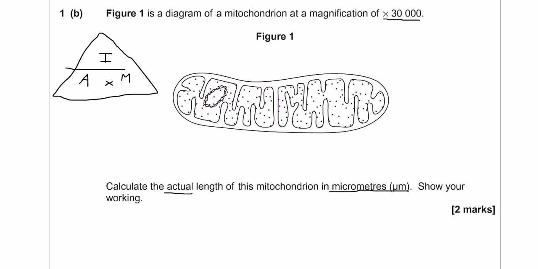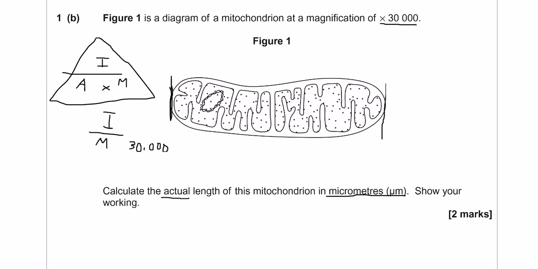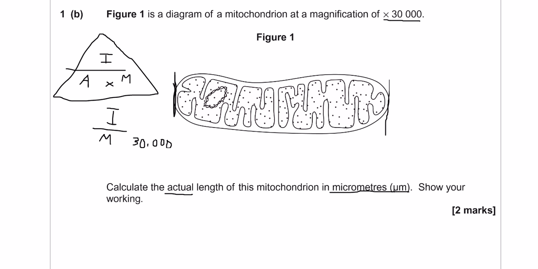And if you look, you can work out that the actual length is basically the image size divided by the magnification. Okay, so we know the magnification, which is good, which is times 30,000. And now we've got to measure the image length. So you would measure from one end to the other with a ruler, in millimeters. And I make that to be about 82 millimeters.